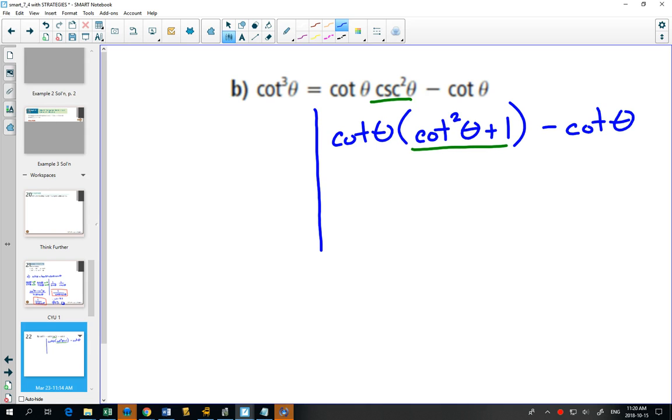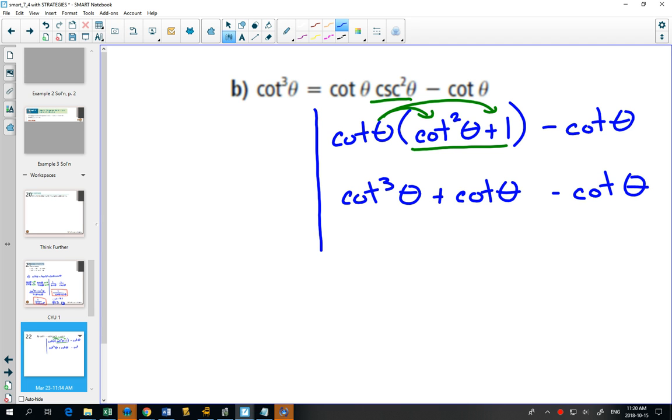What can I do here? I can distribute this, right? That would give me cotangent cubed theta plus cotangent theta minus cotangent theta. Those will cancel out. And we're done. 3 lines.